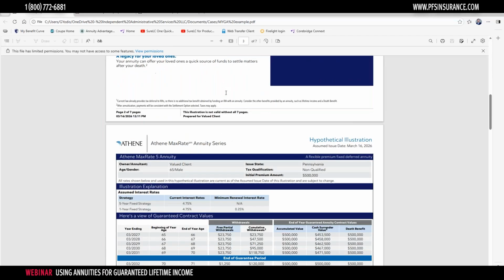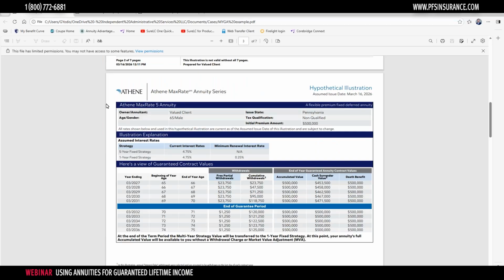So the sample I have here is a 65-year-old male. It's non-qualified money, so they've already paid the taxes on $500,000 of their premium. This 5-year product is giving them a 4.75% interest rate guaranteed, so 4.75% every year for the next 5 years. And what we're going to do is simply take out that 4.75% interest, right, as income.